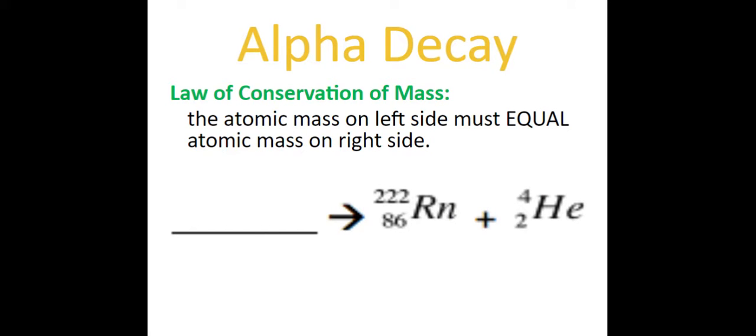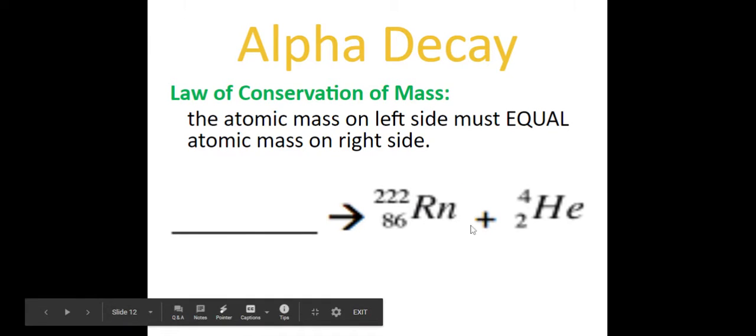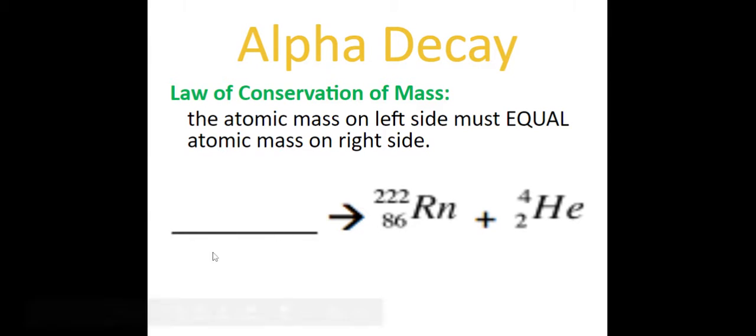Remember when we were learning about chemical reactions, we learned about the law of conservation of mass, which states that the atomic mass on the left side must equal the atomic mass on the right side because matter is neither created nor destroyed. It's only rearranged. Okay? So if on the right-hand side of this equation we have radon, which has a mass of 222 and an atomic number of 86, and helium, which has a mass of 4 and an atomic number of 2, on the flip side of that we must have something that equals this.